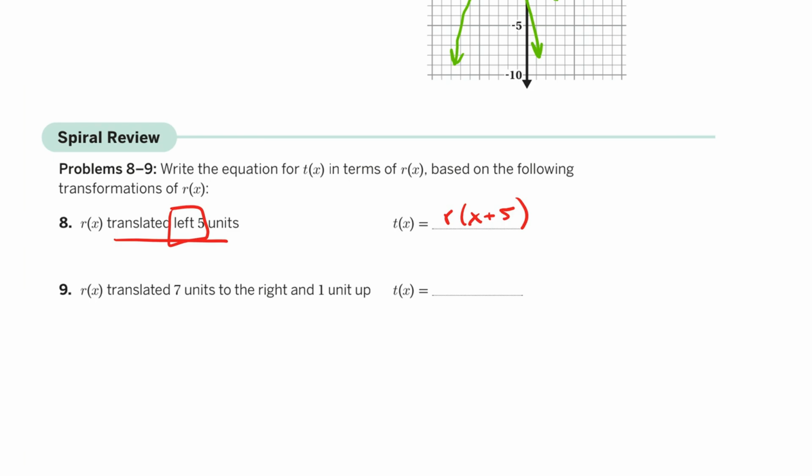For number 9, we are asked to translate r of x 7 units to the right and 1 unit up. So to the right is going to be on the inside, and it's the opposite sign. And then 1 unit up would just be plus 1 on the outside of that function. So r of x minus 7 plus 1.